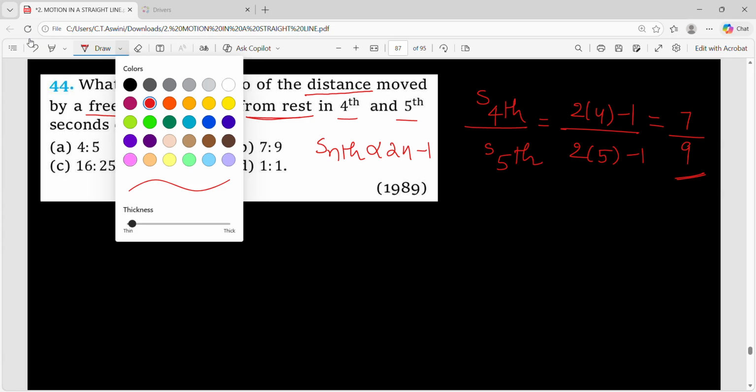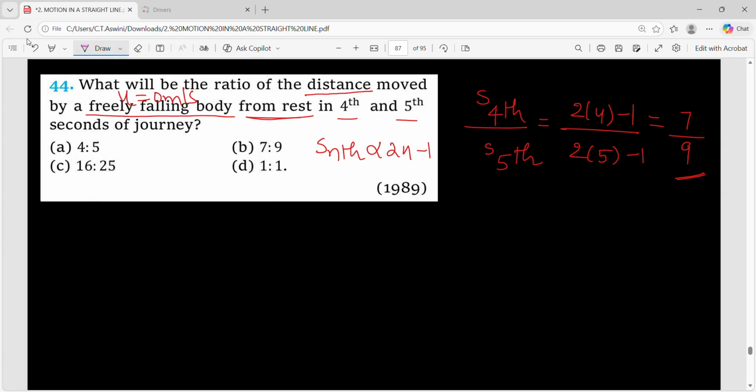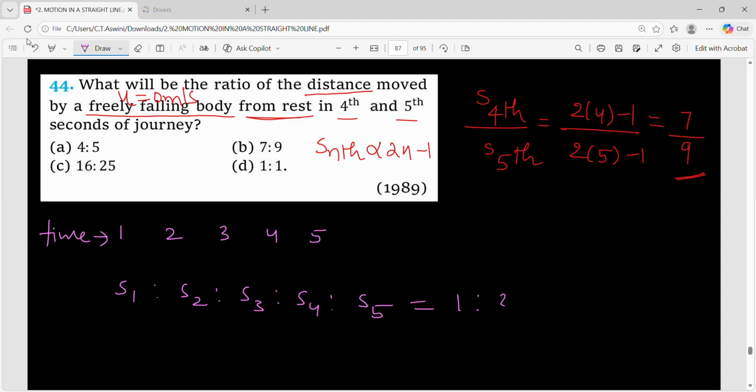Now let us see how we can do this problem using Galileo's concept. First second, second second, third second, fourth second, fifth second. If I consider the respective distances S1, S2, S3, S4 and S5, what will be the distance traveled? It will be in the ratio of odd numbers, right? So 1 is to 3 is to 5 is to 7 is to 9. Now they are asking the ratio of what? Distance traveled in fourth to fifth second. So that is how much? 7 is to 9. So answer is option B.